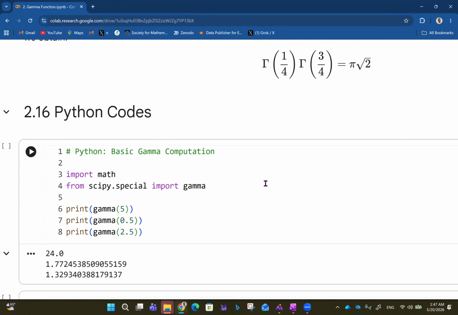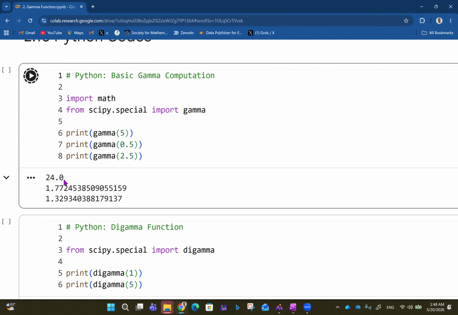So we can do some Python code to establish some facts. If you want basic gamma computation and you want to calculate gamma 5, gamma 0.5, gamma 2.5, just import gamma from scipy.special, then you just evaluate and print directly. So you have all these values. Gamma 5, of course, that's 4 factorial, which is 4 times 3 times 2, which is 24. Then you have gamma 0.5, which we found to be square root of pi, and gamma 5 over 2, which is 3 over 2 gamma 3 over 2, and then we just go on and we get 1.329340 and so on and so forth.